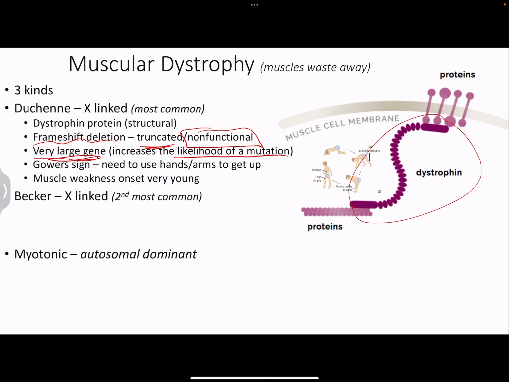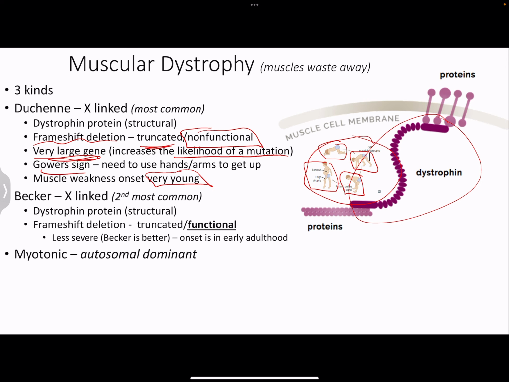Gower's sign is very specific. Because they have muscle wasting issues and not a lot of strength, if they're on the floor, to stand up, they will stand up in this very characteristic way that they might describe in the vignette. And again, very severe phenotype, so the muscle weakness will appear very young. Becker is almost the exact same thing, dystrophin protein, frame shift, but it's a functional protein. It can still do its job, just not as well. So they say that Becker is better, is a way to think of it. And it's early adulthood instead of right when you're born, because again, the phenotype is less severe, and that makes sense because the protein's working a little bit.